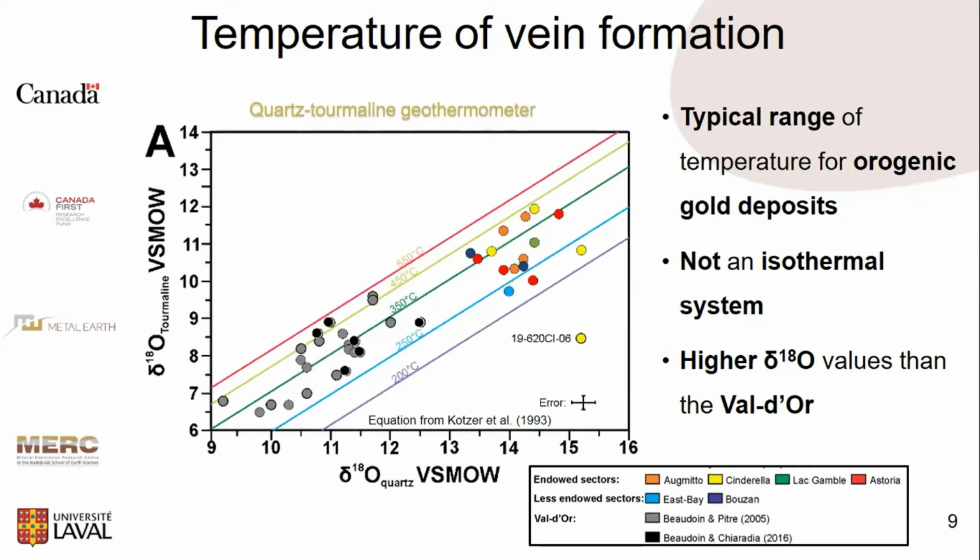The quartz tourmaline geothermometer shows that the veins of this segment are in the typical range of temperature for orogenic gold deposits, but the segment isn't an isothermal system, as we can see that the temperature covers the whole range of temperature of orogenic gold deposits. We can see also that the vein minerals have higher delta 18O values than in Val-d'Or.